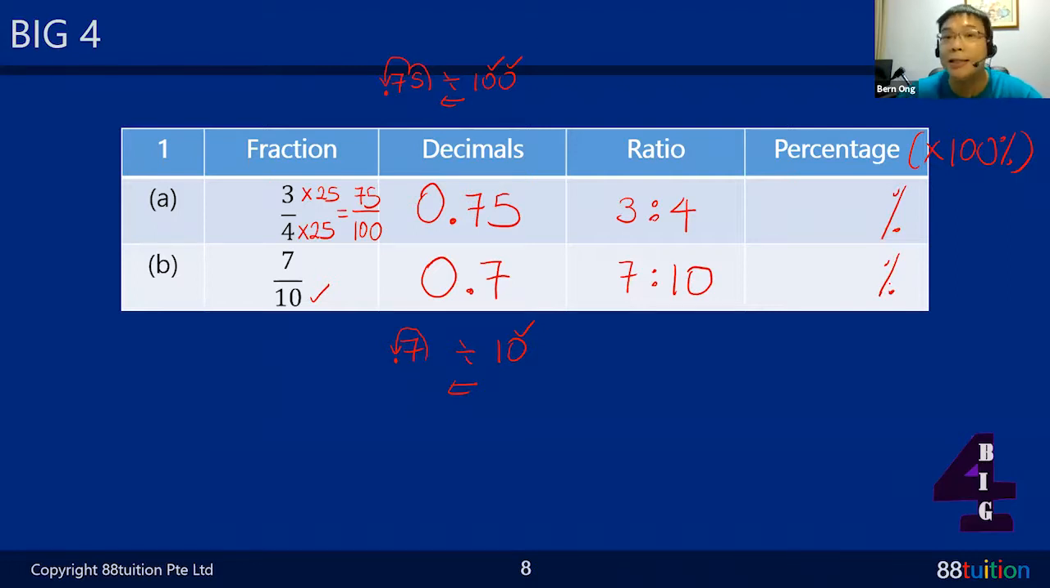So how? Take the decimal times, easier. 0.75 times 100. Times means what? To the right, 100 means 2 movements. 1 step, 2 step. Now the decimal point will be at the back. So the answer will be 75%.